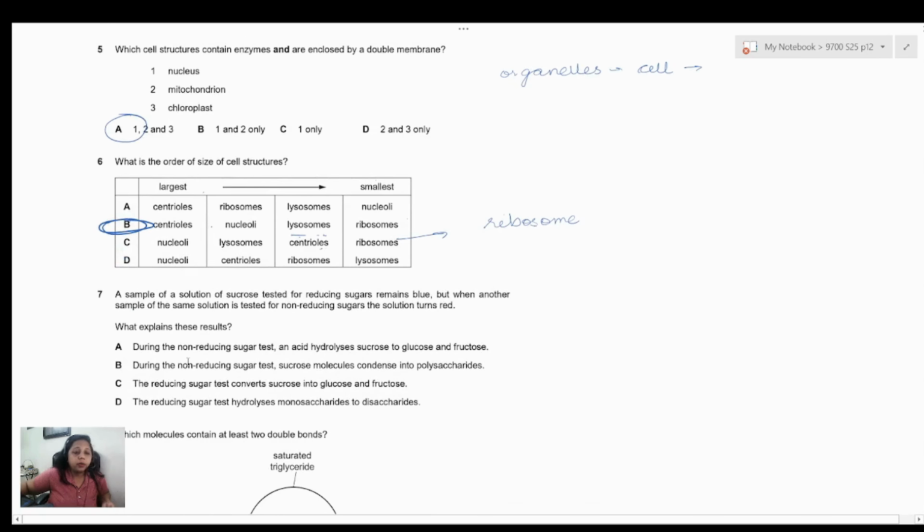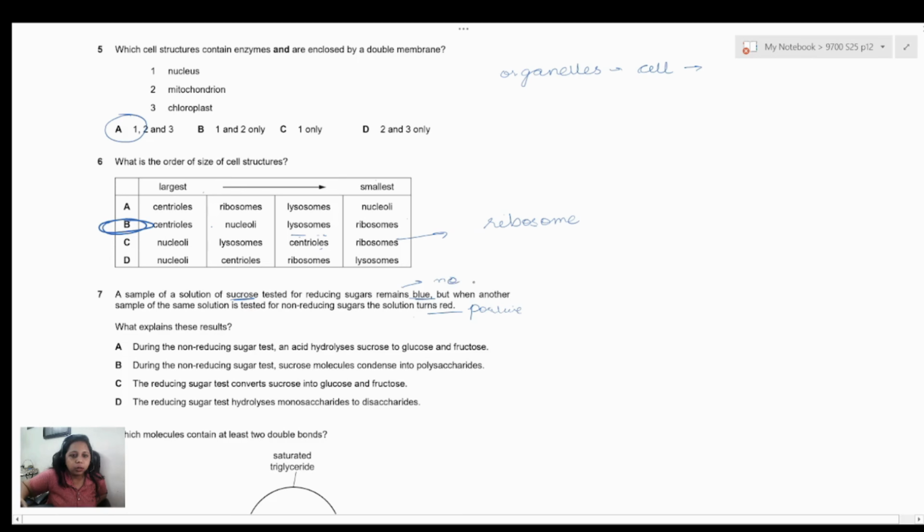The next question is related to different solutions, and there is a test. Which test do we use for reducing sugar? You must know that it is the Benedict test. Let's read what the question says. A sample of a solution of sucrose tested for reducing sugar remains blue. It means that there is no positive test. But when another sample of the same solution is tested for non-reducing sugar, the solution turns red, which means the test is positive.